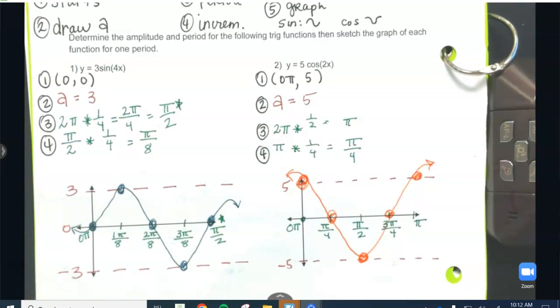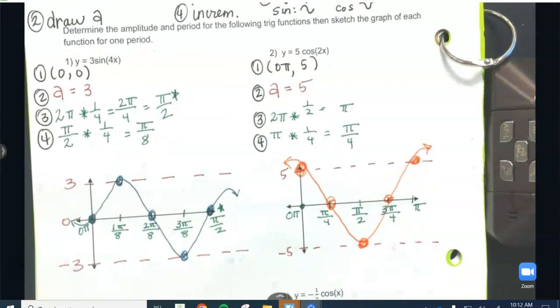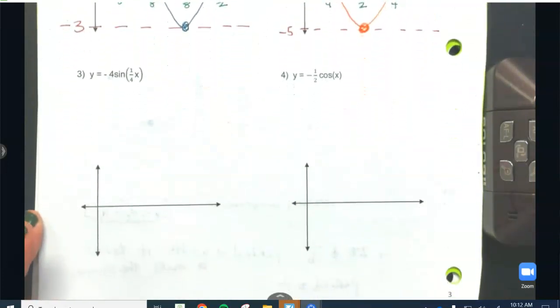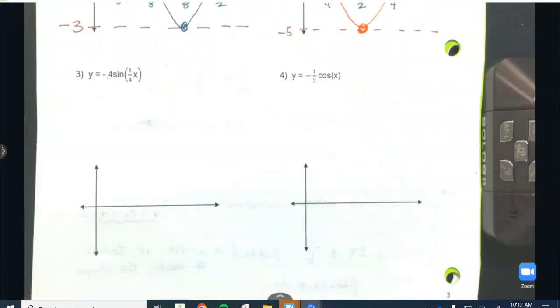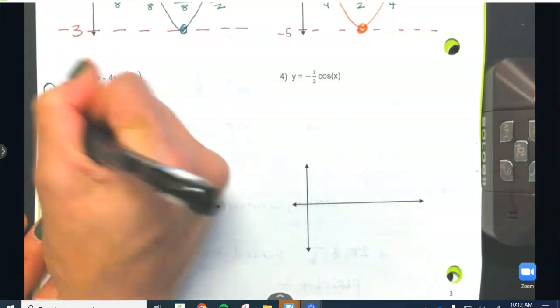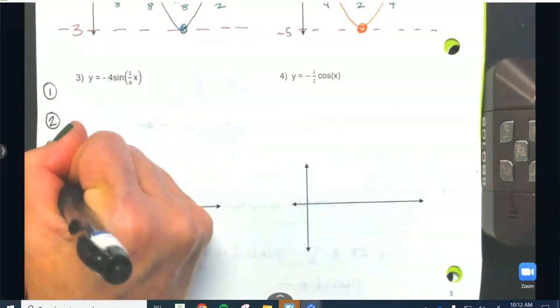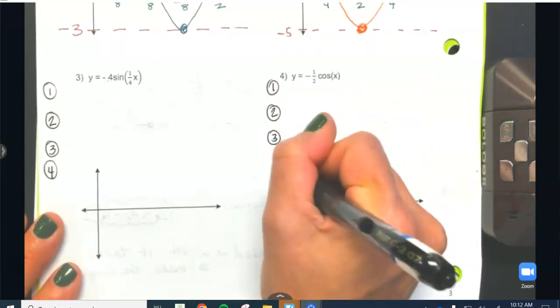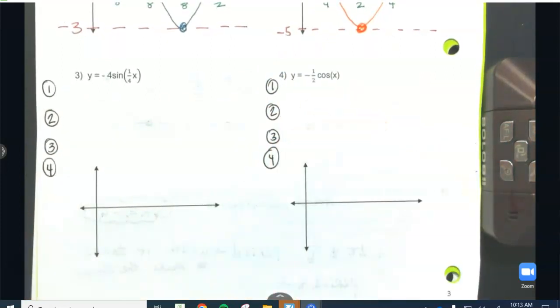We're almost done. It's almost the same. They're just going to be reflected upside down at the bottom. I know they're going to be reflected upside down because there's a negative first. All right. I'm going to draw my steps here.